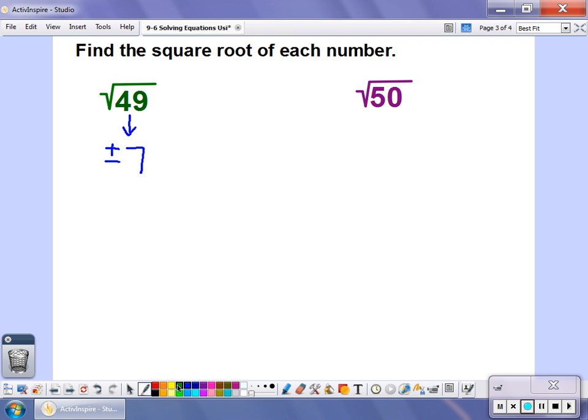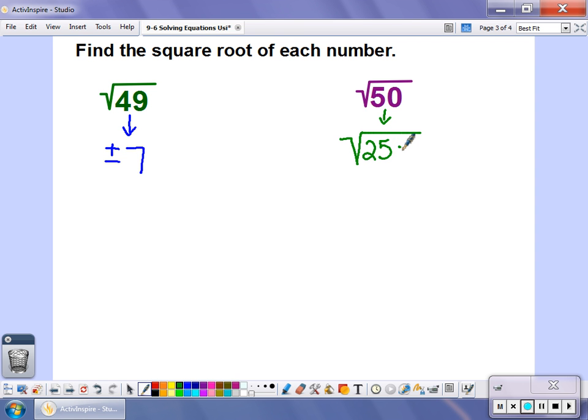But what happens if you have a number that's not a perfect square, like 50? Well, it still needs to be simplified, so what you need to think about is how can I break 50 apart into factors that have perfect squares? There are lots of factors of 50. I could do 5 times 10, but neither of those are perfect squares.